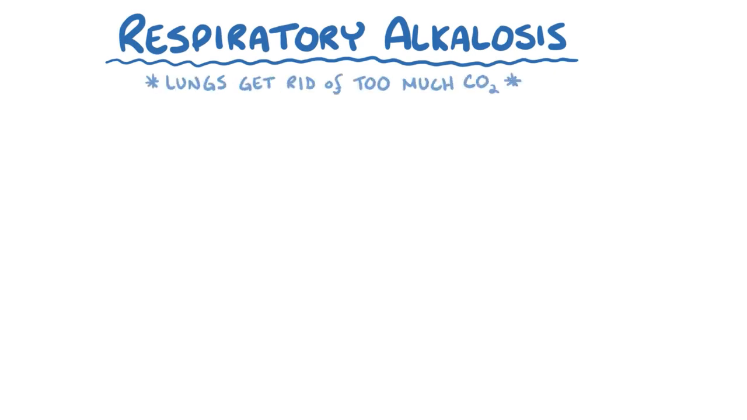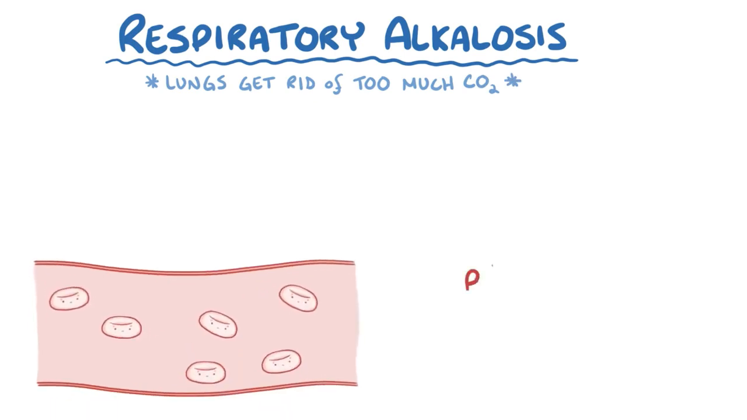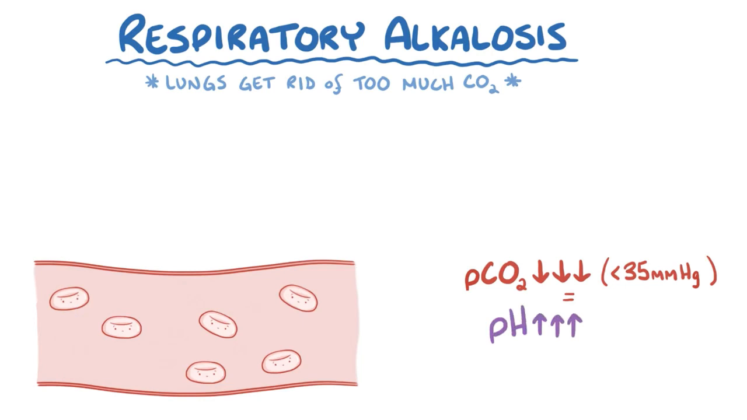The carbon dioxide gets depleted from the blood, so the partial pressure of carbon dioxide falls, usually below 35 millimeters of mercury. This causes an increase in blood pH, often raising it above 7.45. To compensate for this increase, the body has designed several mechanisms.